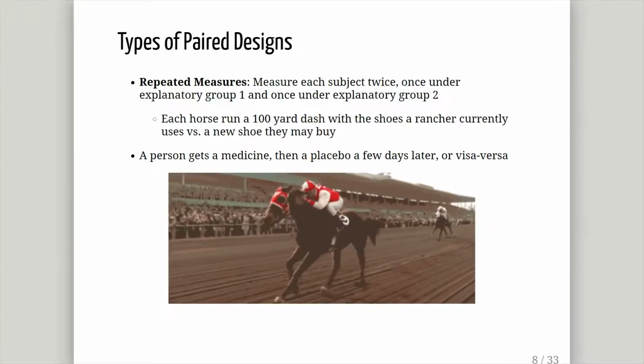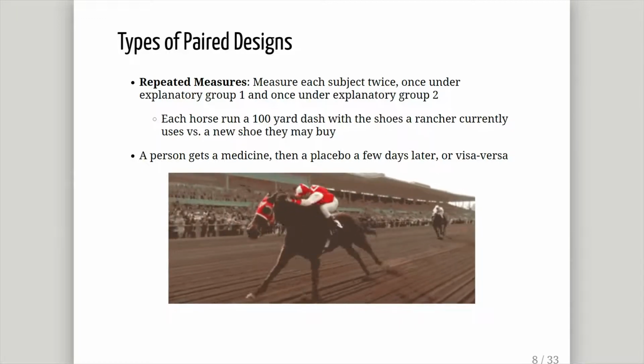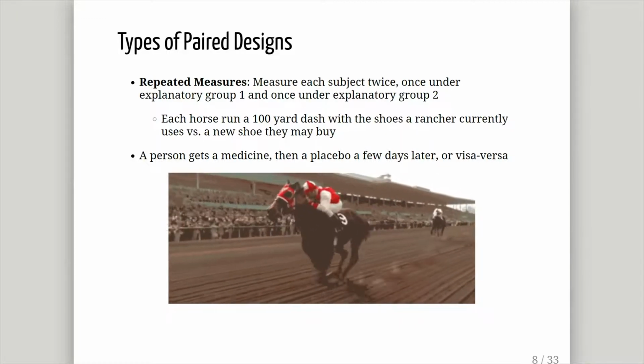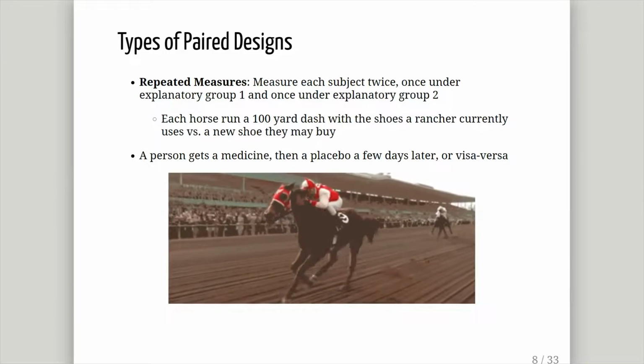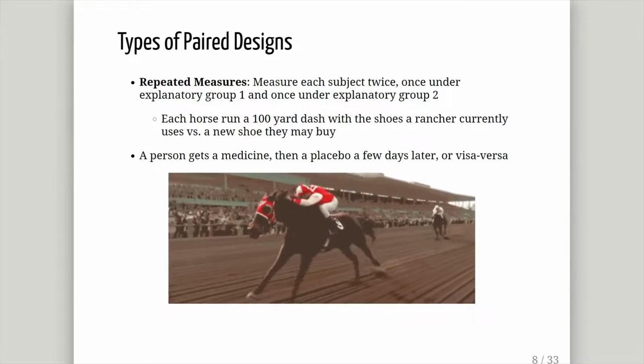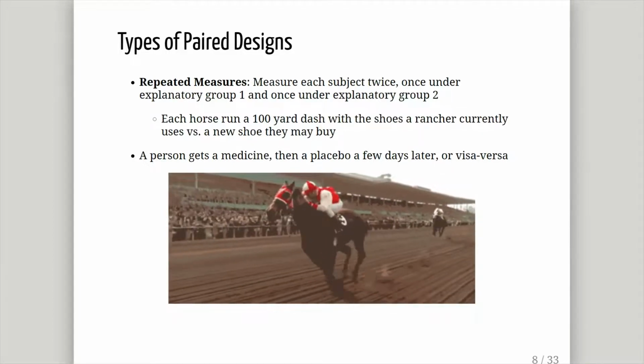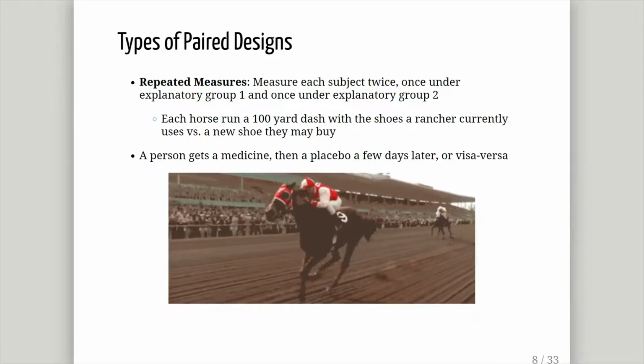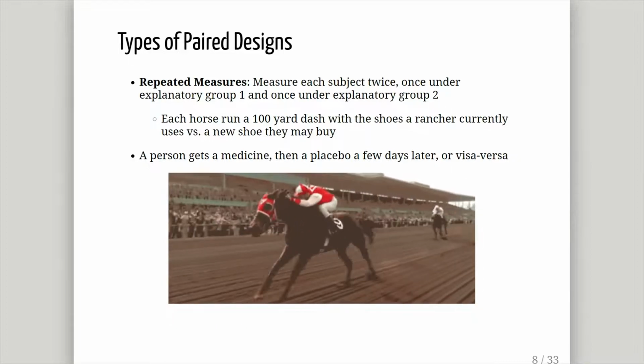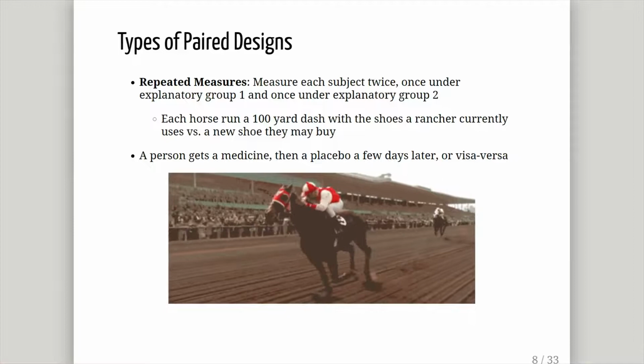Paired designs have two main types. The first main type is called the repeated measures design, where you measure each subject twice, once under explanatory group 1, and then once under explanatory group 2.